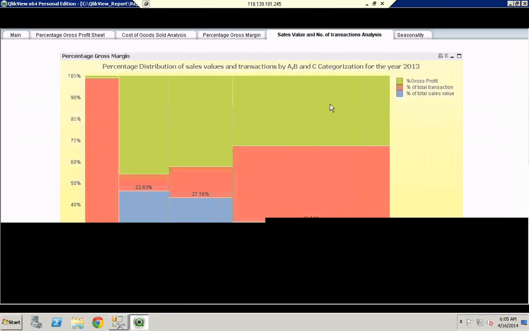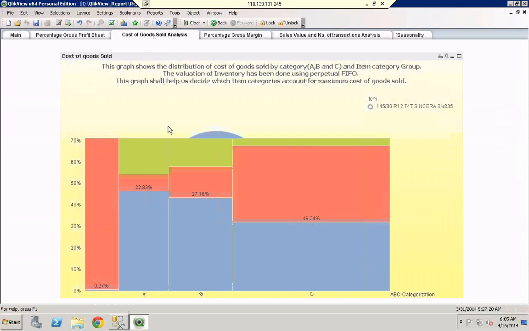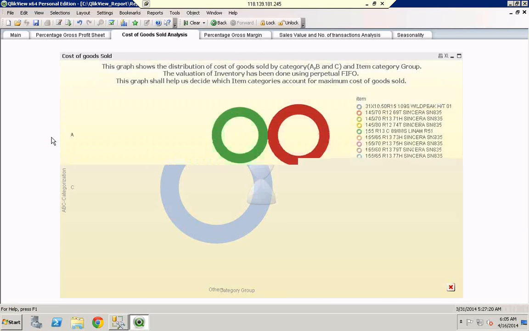So let's go on to the second graph. Let's look at the cost of goods sold analysis as part of the solution. So I go back to the main.